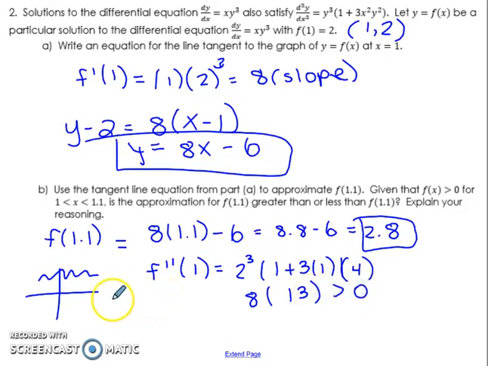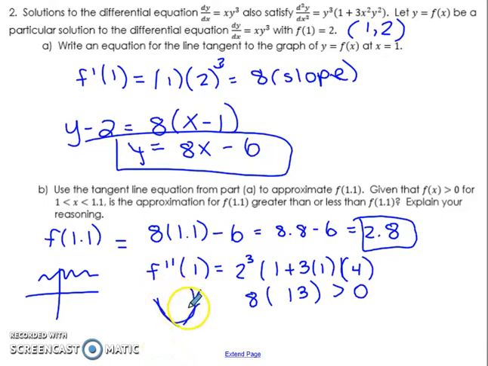So since that value is greater than 0, and it's the second derivative, if it's greater than 0, we know that it's concave up. So if I think about this, if it's concave up, then the tangent lines that I draw have to be below the graph. So when I have concave up, all my tangent lines are going to be below the function. So our approximation of 2.8 is going to be less than what it actually is, since the tangent lines are below the curve, meaning that they are less than the actual values.